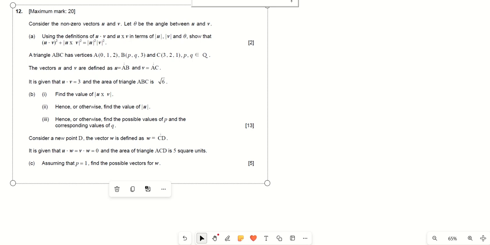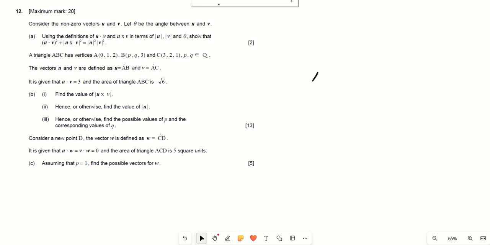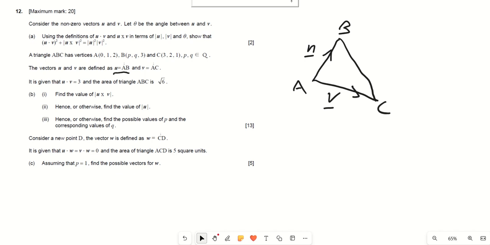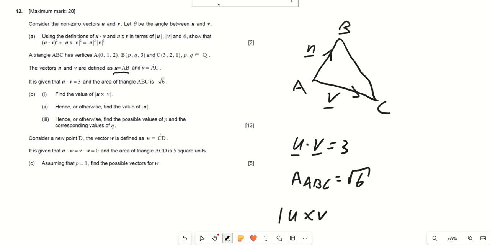In part B, we are given a triangle ABC. We know that AB is the vector U, and AC is the vector V. It is also known that the dot product of U and V is 3, and that the area of triangle ABC is the square root of 6, and we need to calculate first the cross product magnitude.